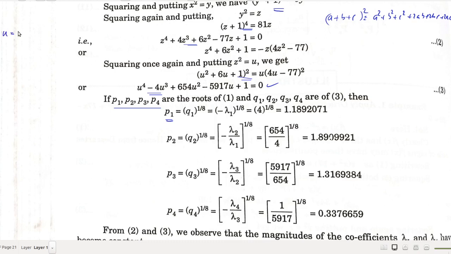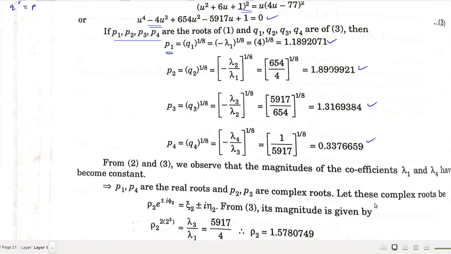Okay, this u is nothing but z square, and z is our y square. So this is y raised to 4, and we know that y is equal to x square, so this is x raised to 8. So we can connect this x and u in terms of 8th root, that is x equal to u raised to 1 by 8, and q1 is the root of this equation, then q1 raised to 1 by 8 will give the root of the original equation p. So that is obtained here.